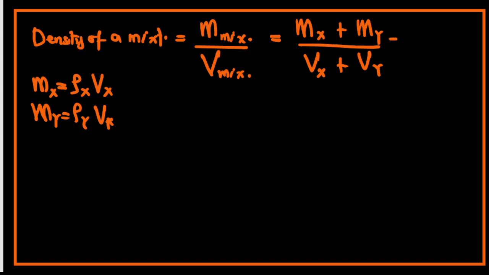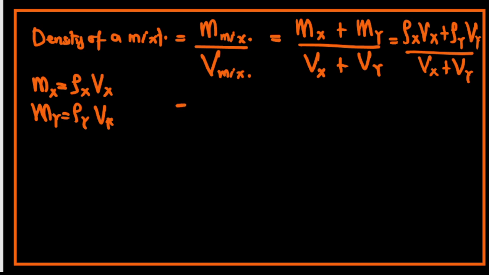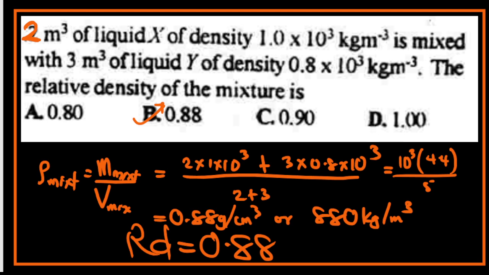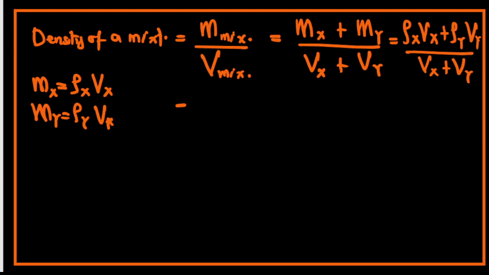So we can then say that this is density of x, volume of x, plus density of y, volume of y, divided by volume of x plus volume of y. So you can then insert the information supplied. The density of x was given as 1 times 10 raised to 3, while the volume of x is given as 2. So this will give you 2 times 1 times 10 raised to the power of 3.